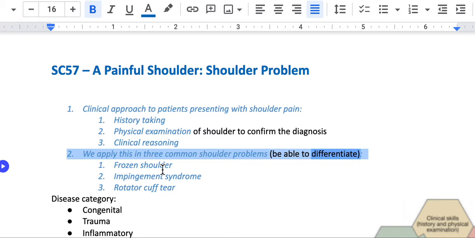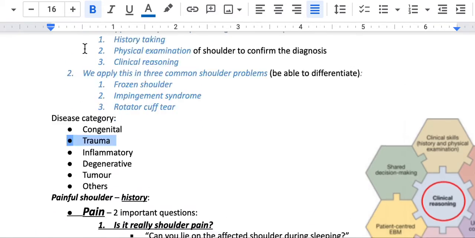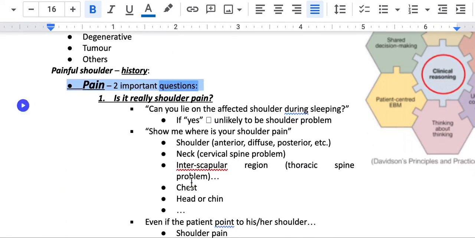Be able to differentiate. 1. Frozen shoulder. 2. Impingement syndrome. 3. Rotator cuff tear. Disease categories: congenital, trauma, inflammatory, degenerative, and 2 more others. Painful shoulder history. Pain. 2 important questions.